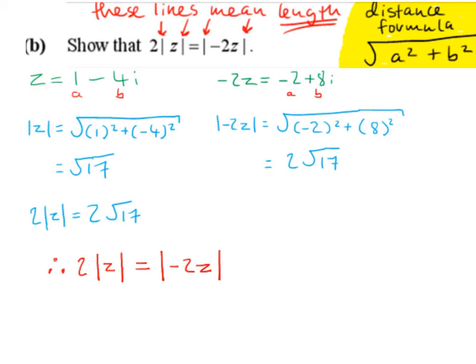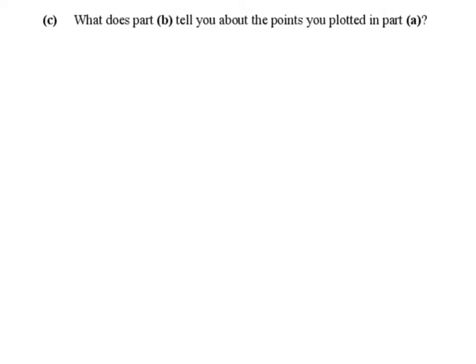So we got 2 root 17 for 2 times the modulus of z, and we got 2 root 17 for the modulus of minus 2z. So clearly 2 root 17 is equal to 2 root 17, so therefore 2 times the modulus of z is equal to the modulus of minus 2z. Part C. What does Part B tell you about the points you plotted in Part A?